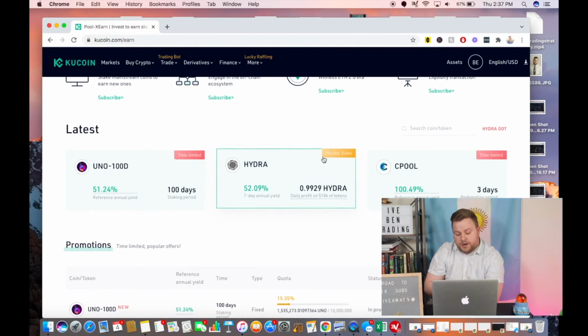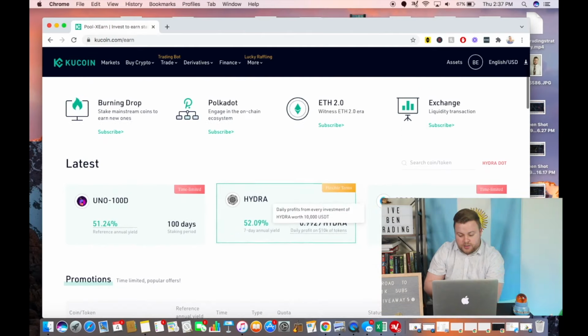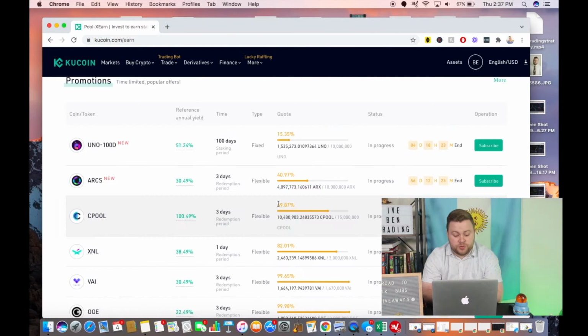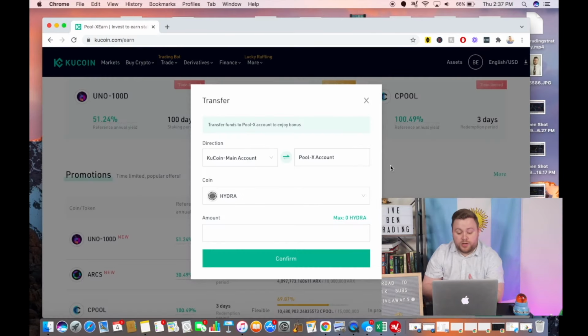Hydra is one of the ones that I always see because it has a super high rate, and it looks like these ones are limited time. So you want to look for the one that you want to stake. And then when you click on it, like Hydra, for example, you can transfer that crypto from your trading account or your main account directly into this Pool X account. So if you didn't see before, on the assets tab, you have different accounts, and Pool X is one of those accounts, and that is for staking.